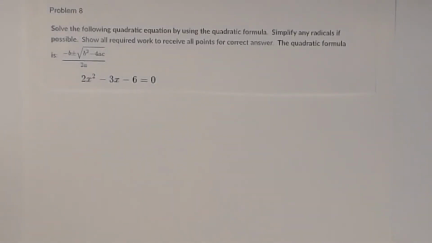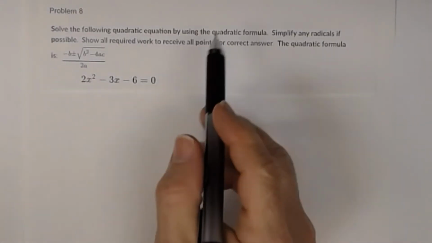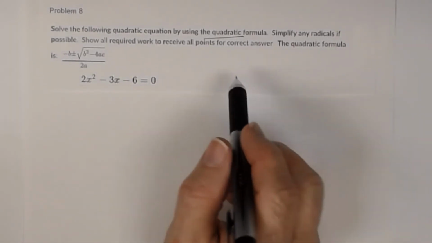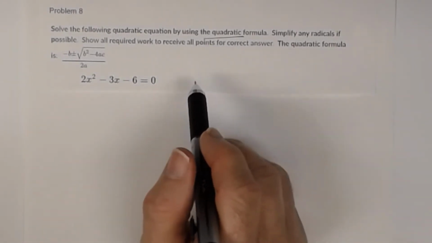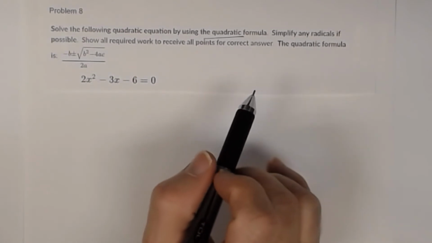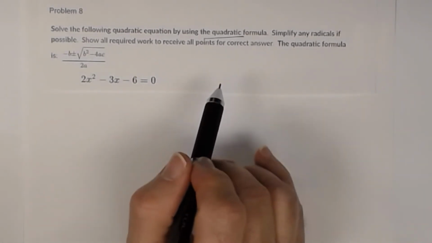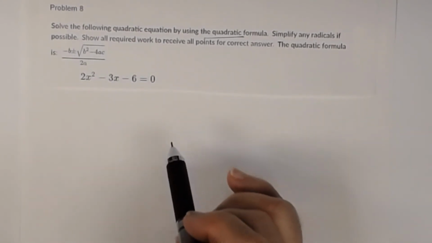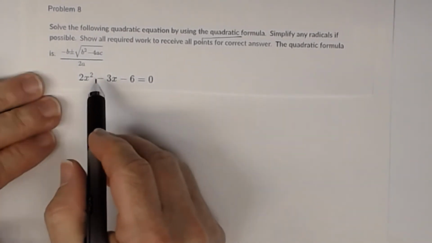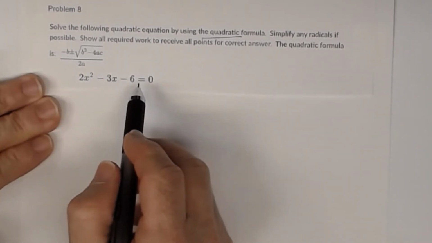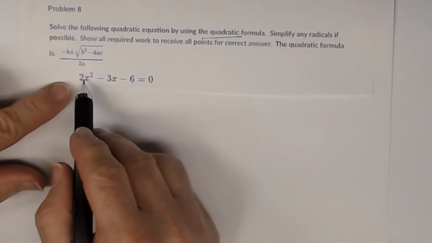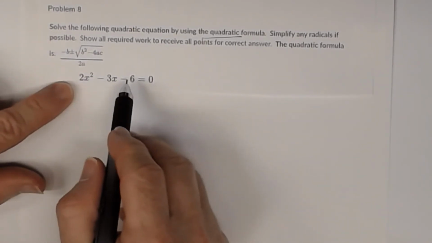All right, so number 8 is now they're saying use a quadratic formula. All right, so solve this quadratic equation by using quadratic formula. Simplify any radicals if possible. Show all required work to receive all points for correct answer. And I even gave you a quadratic formula. Now, notice when using a quadratic formula, you have to have 0 on the other side. And then let's put it in, it's already in descending order.